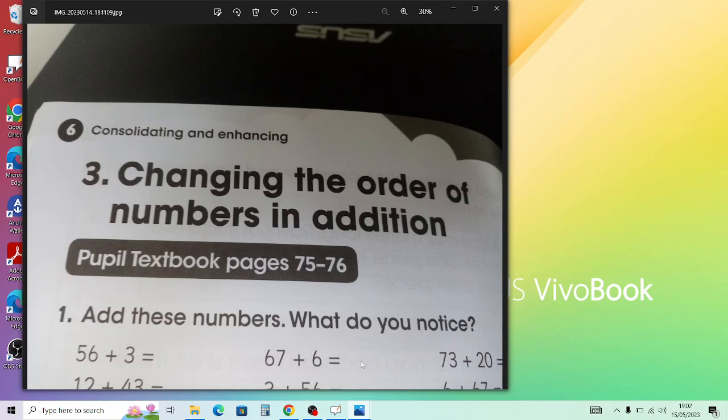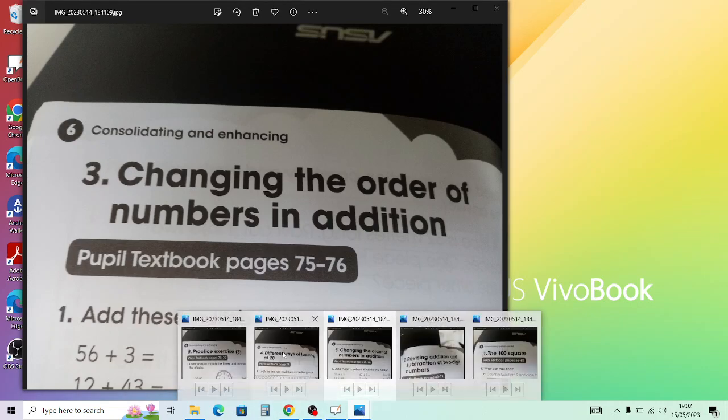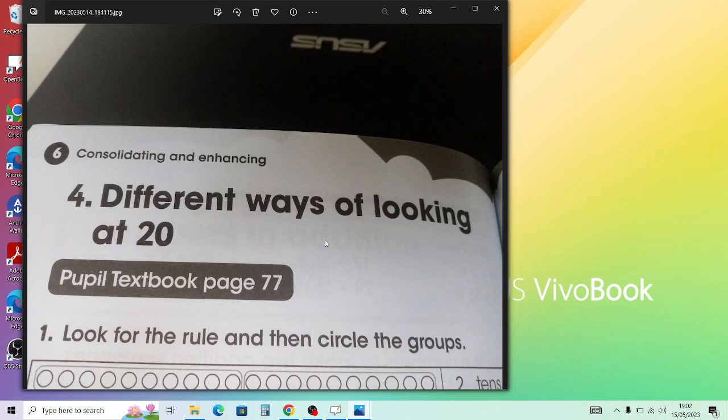Question 5, use the numbers to make 2 addition sentences and 2 subtraction sentences. So you can use any numbers. For 2 additions, you could do 40 plus 11, 51 plus 11, and the subtraction could be a smaller number taken from a larger one. So 51 take away 29, or 51 take away 40, and so on and so forth, and it should be fairly straightforward. And then we've got section number 4, which is different ways of looking at 20.